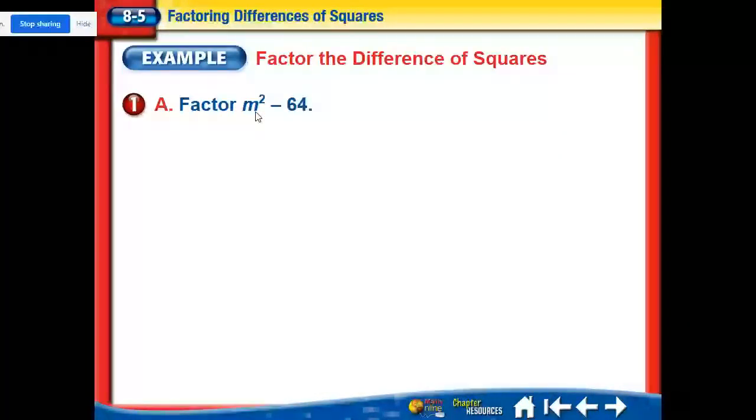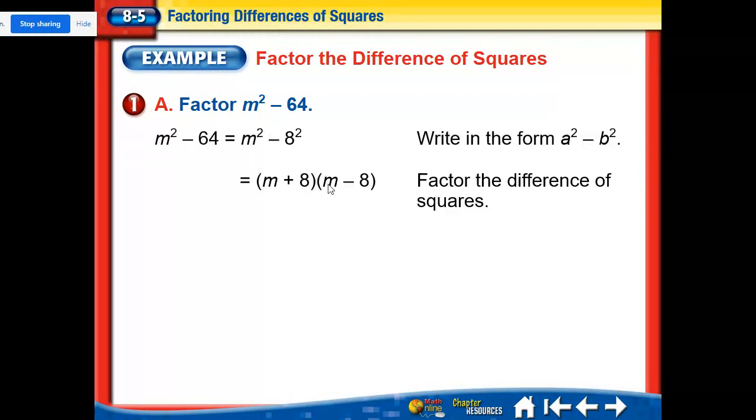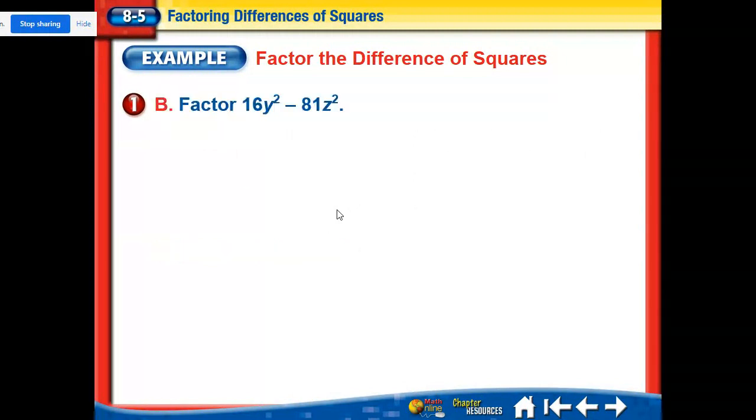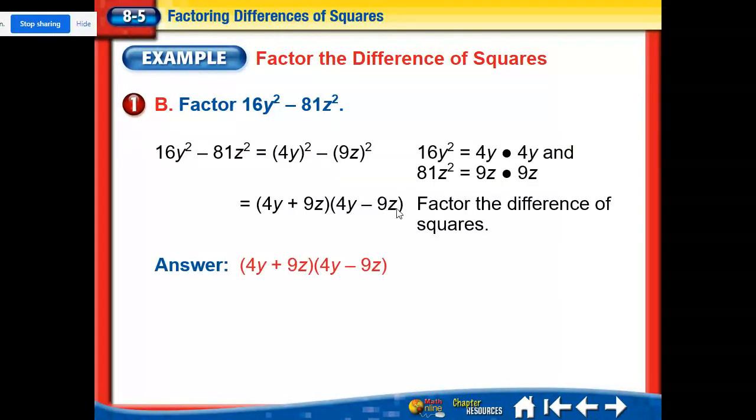Let me show you how. Here's m squared, and 64 is a perfect square. What's the square root of 64? It's just 8. So we're going to split this up as m plus 8, m minus 8. Try another one. 16y squared. So 16 is 4. 81 is 9. So it's 4y plus 9z and 4y minus 9z. You're just taking the square root of both of these.